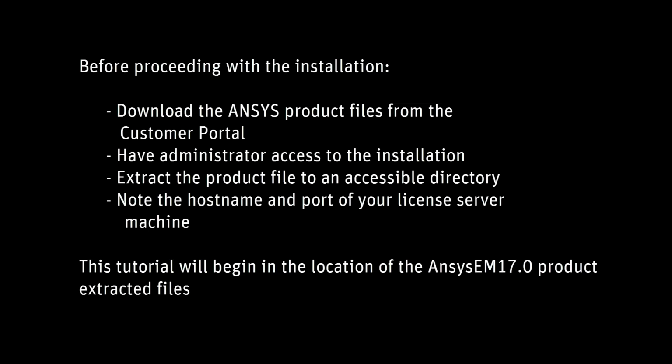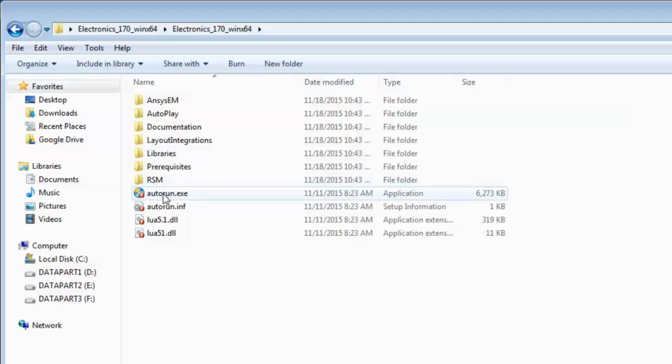Have administrator access to the installation. Extract the product file to an accessible directory. Note the hostname and port of the licensed server machine. This tutorial will begin in the directory containing the extracted installation files. Run the autorun.exe application.